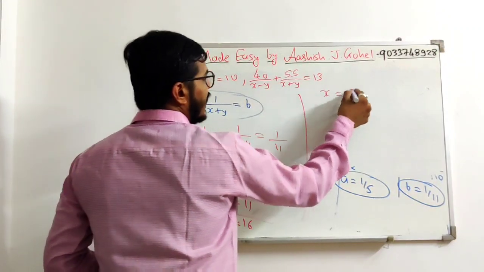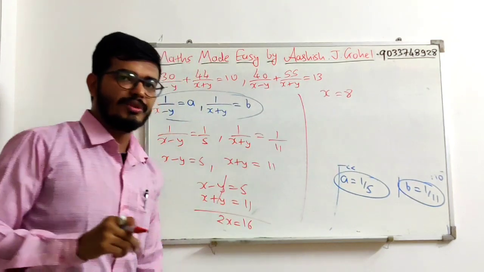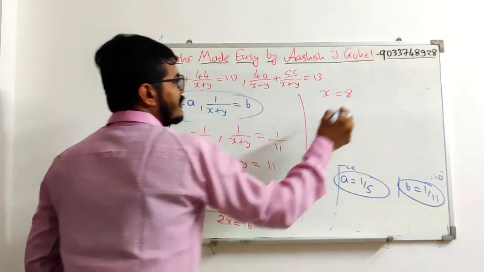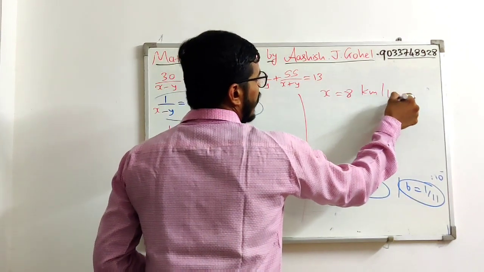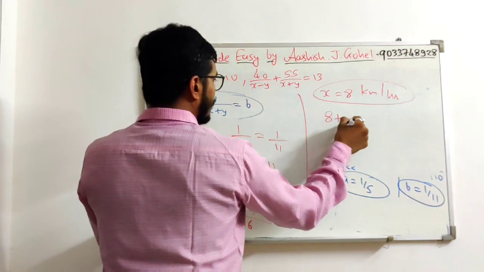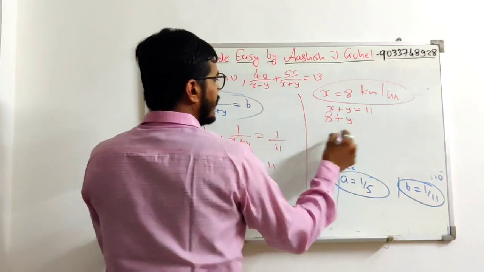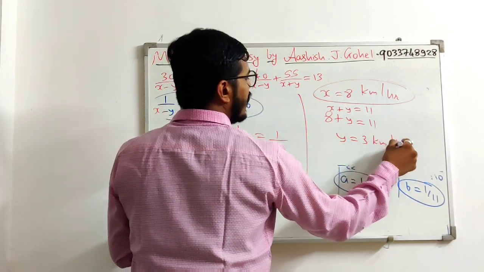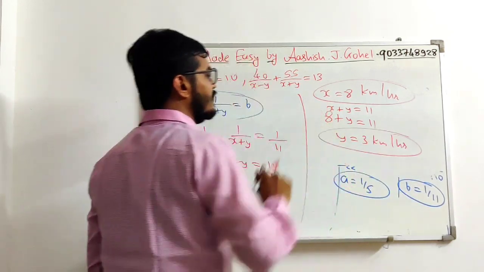And x we have assumed as the speed of the boat in still water. So it will be 8 kilometer per hour. If I put this value of x in any of the equations, then 8 plus y, in this equation we are putting, is equal to 11, y is equal to 3 km per hour. So the speed of the stream will be 3 km per hour.